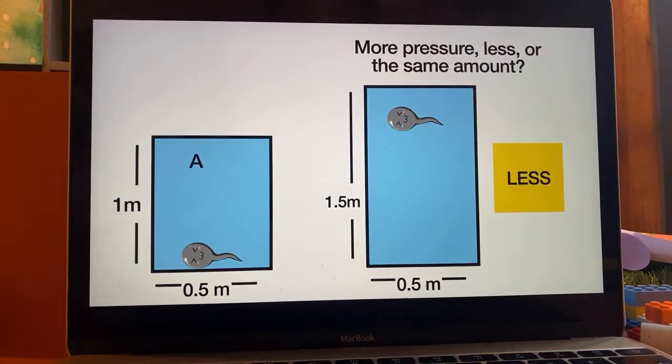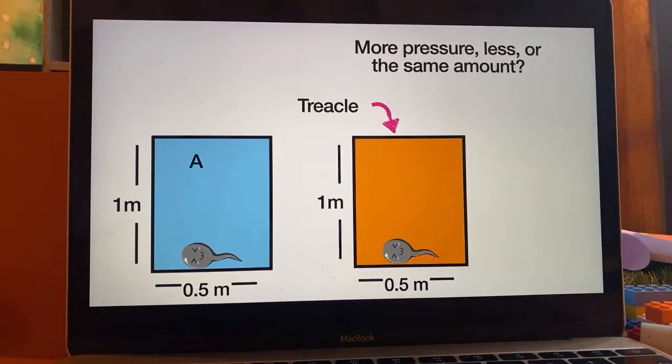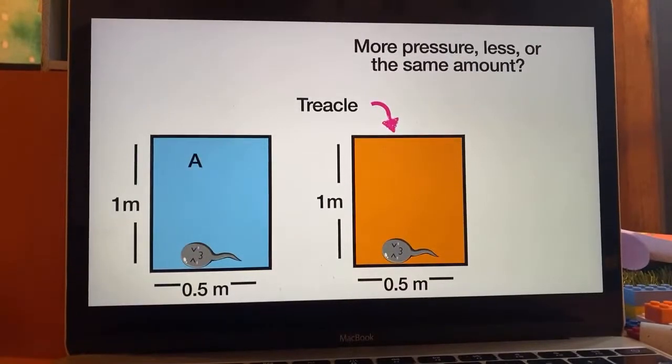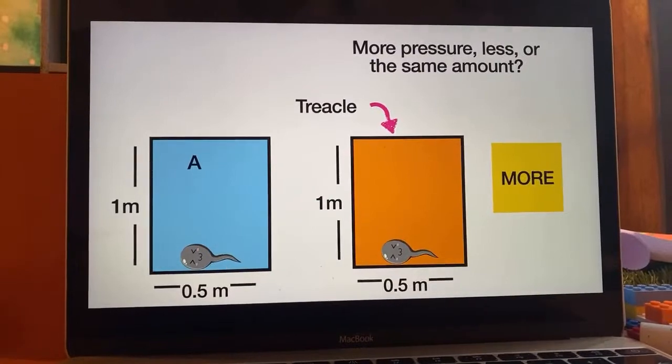All right. And finally, it's my favourite liquid, treacle. If you swapped out the water for treacle, would the tadpole be experiencing more pressure, less pressure, or the same amount of pressure? Have you got this one? It would be experiencing more pressure because treacle is denser than water. And it makes sense, doesn't it?